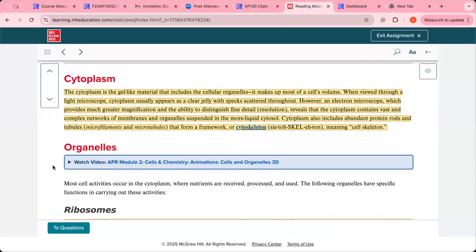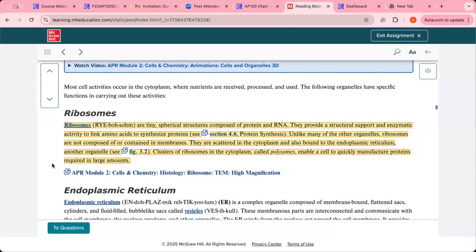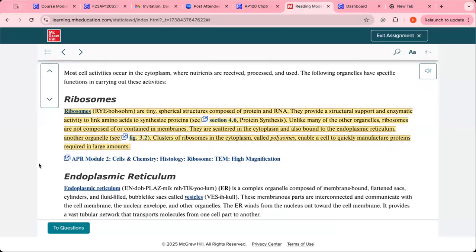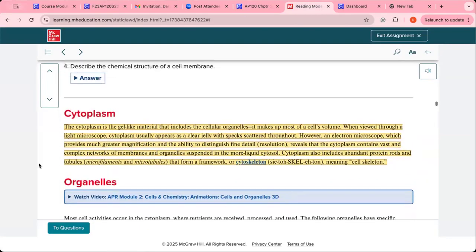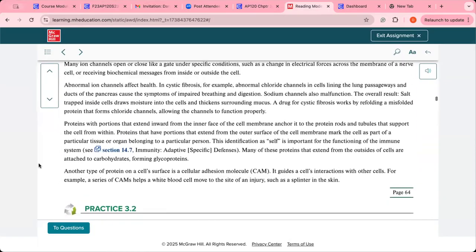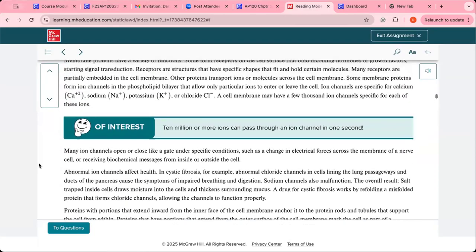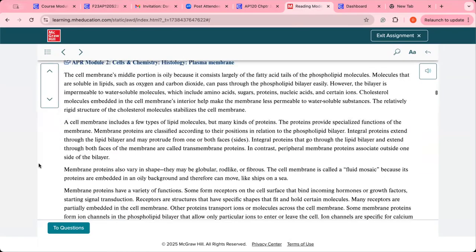This is the cytoplasm. This is proteins. I think it's before this, when they were talking about the bilayer. Keep going. I think it's up here somewhere. A cell membrane, okay.